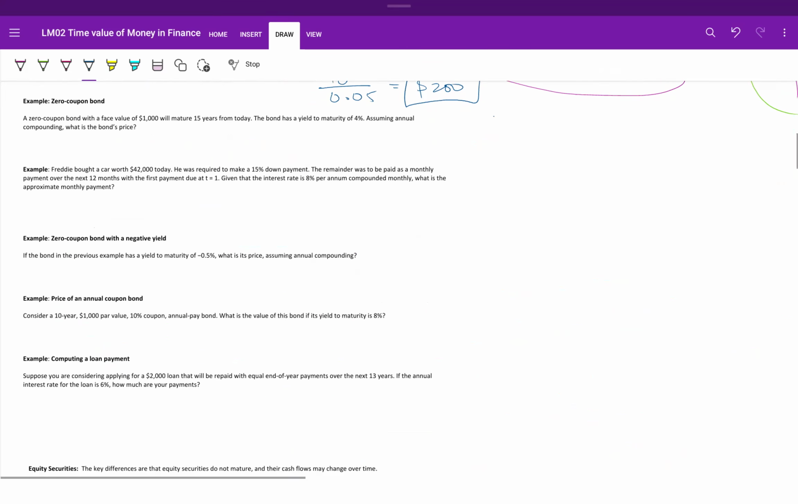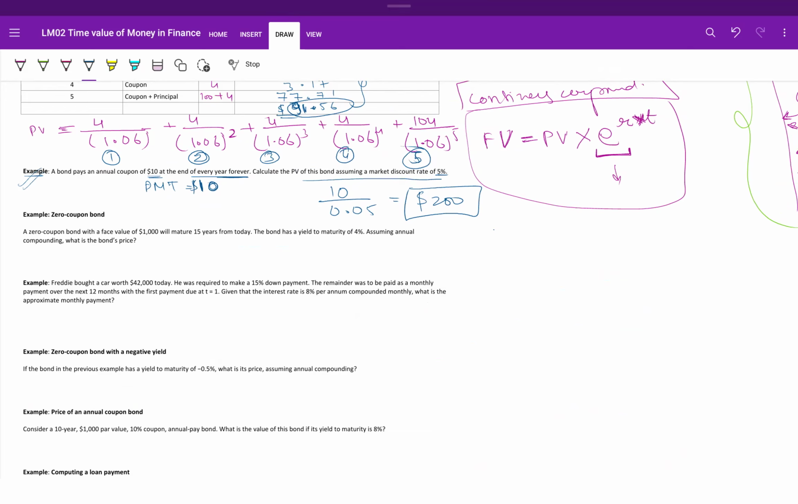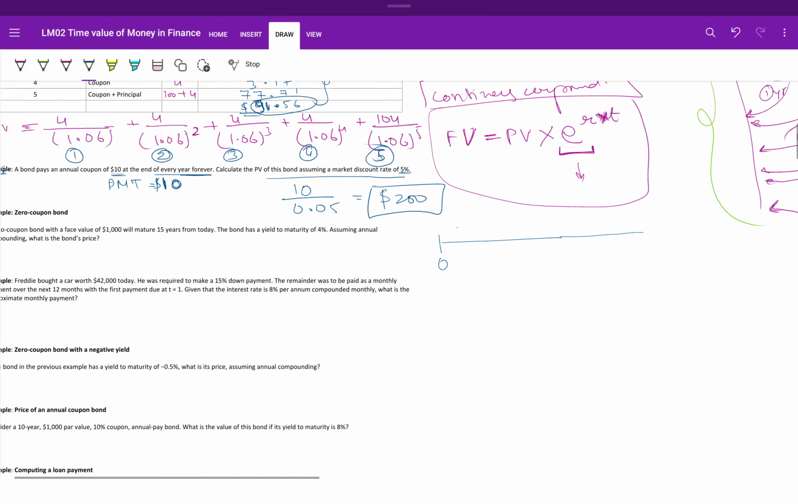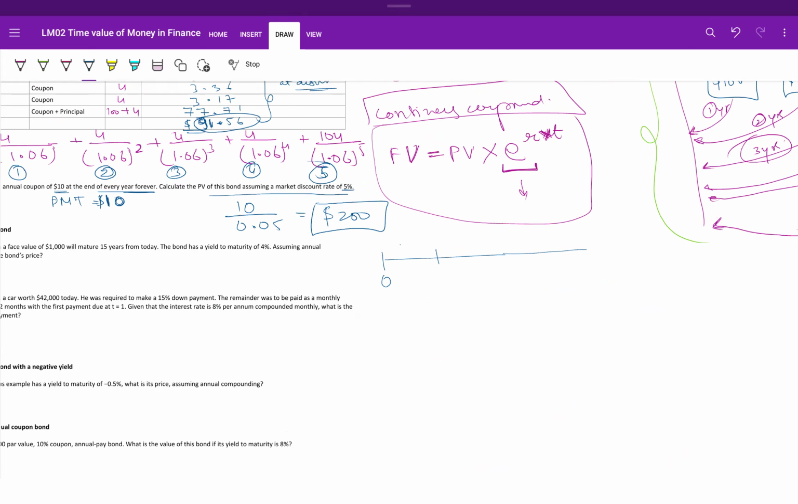Now understand this thing. I'm saying this is time zero and this is the timeline. But where does my timeline end? For a perpetuity bond, my timeline doesn't end. So this is one, this is two, this is three, this is 10 years and afterwards. This time keeps on going till infinity. This is the perpetuity bond.